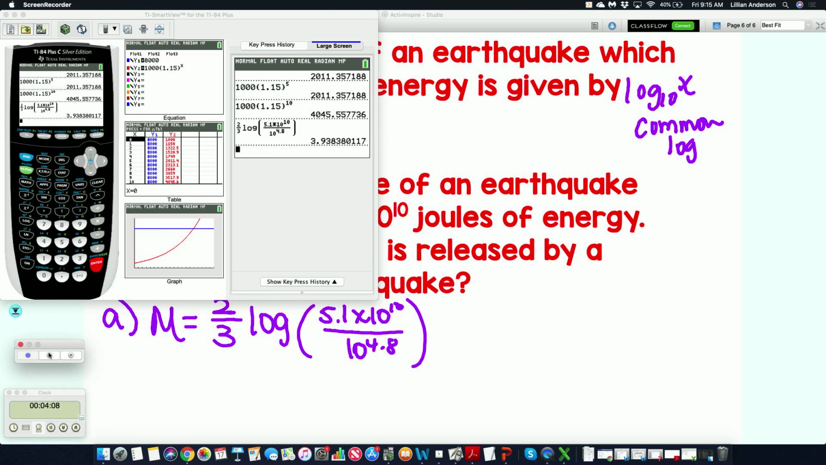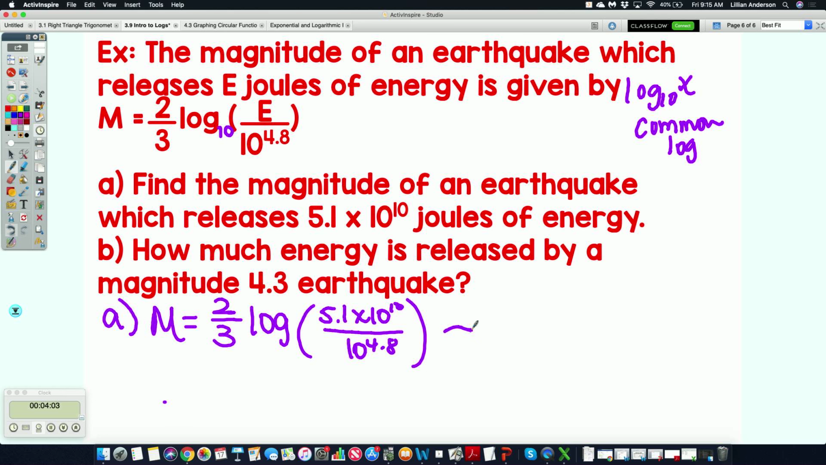So rounding to 3 significant figures, it will be what? 3.94. A magnitude of 3.94.